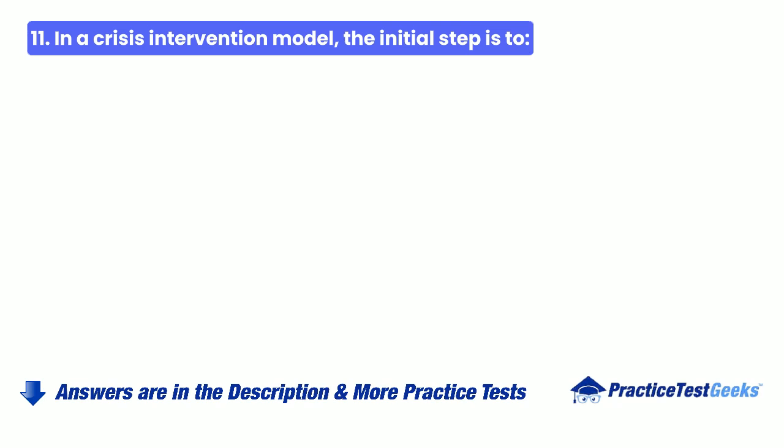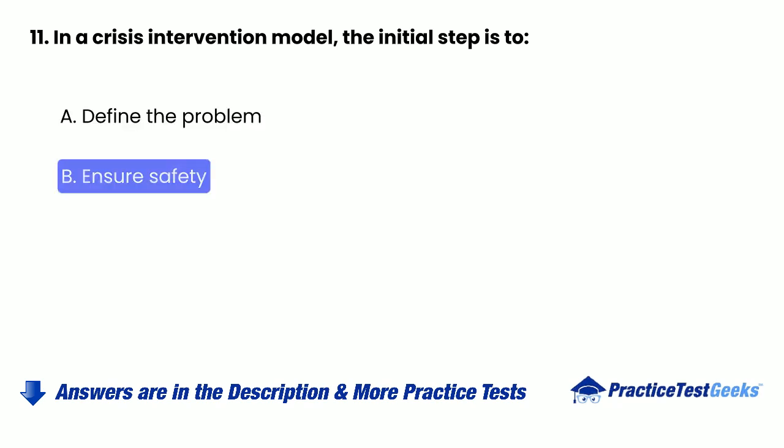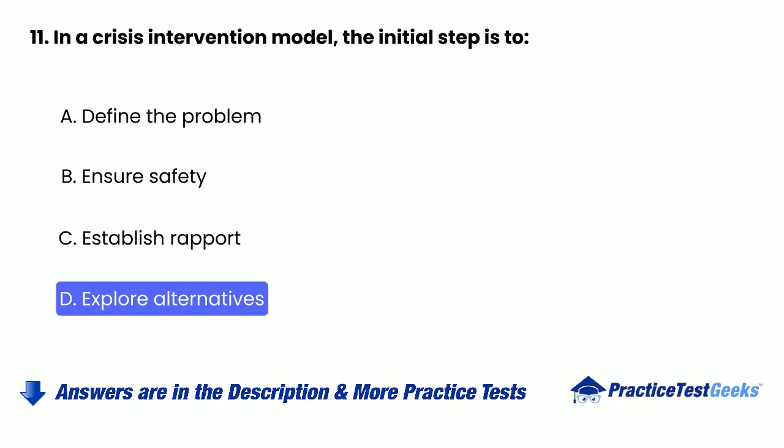11. In a crisis intervention model, the initial step is to: A. Define the problem. B. Ensure safety. C. Establish rapport. D. Explore alternatives.